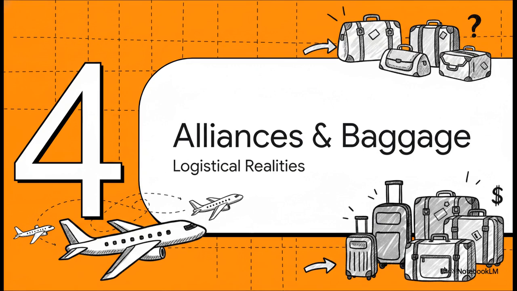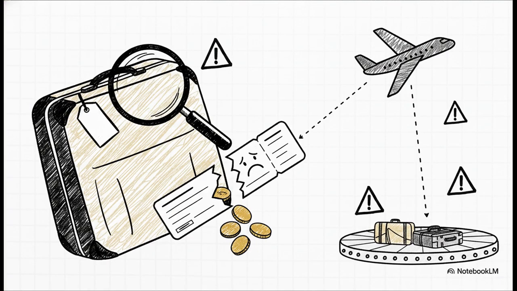Let's deal with the logistical realities. Look, baggage is hands down the trickiest part of multi-city travel. First off, if you mix carriers that do not have a confirmed interline agreement, you essentially just bought separate tickets. That means you have to physically collect and recheck your bags at every single connection. What a nightmare. Then there's the devastating basic economy trap.